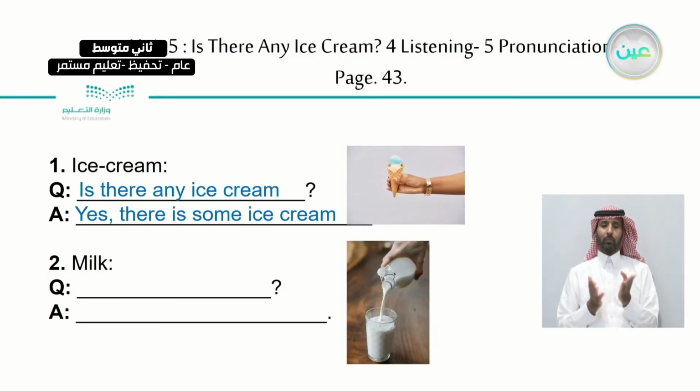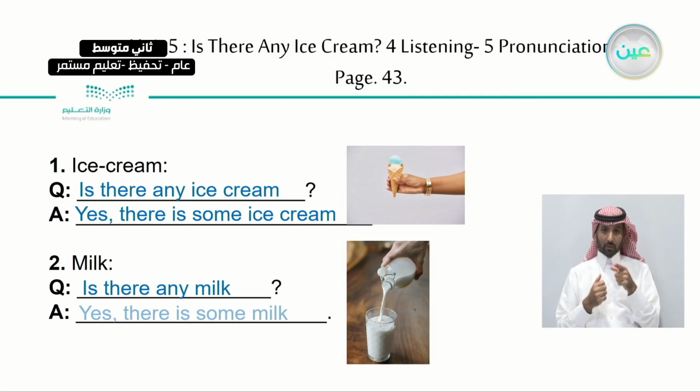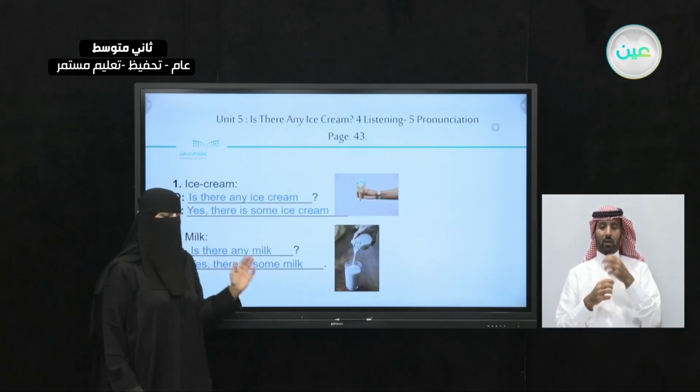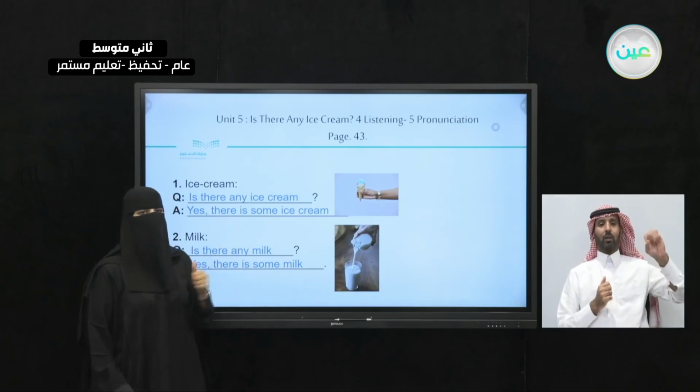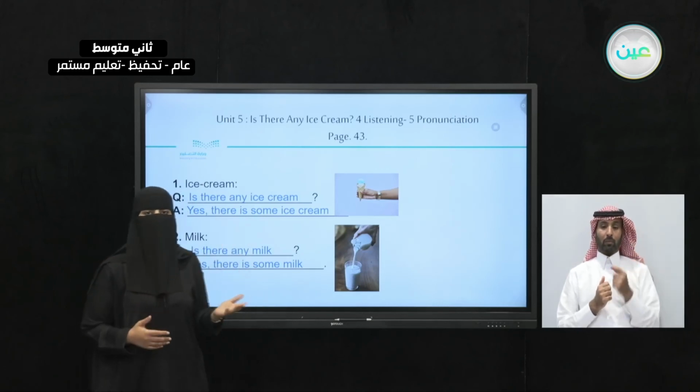Now let's ask and answer about this picture. So for the milk, is there any milk? Is there any milk? So we used any here for the question. What is the answer? Yes, there is some milk. In the answer, we have the word some. Now, both of these are yes. The answers for these questions are yes.